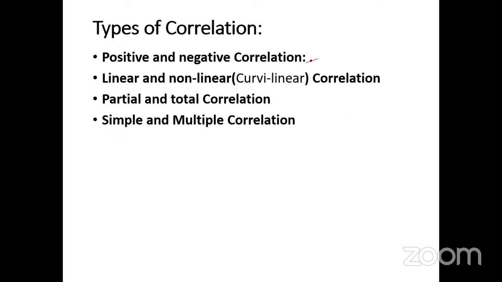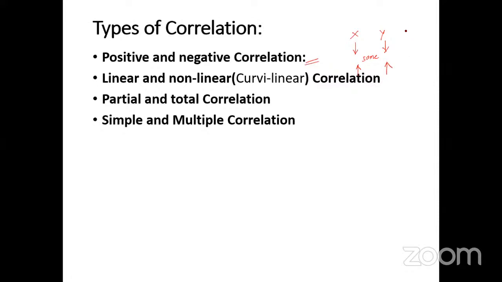When you're talking about positive and negative correlation, let us consider you have the variables x and y. If your x is increasing and at the same time your y is also increasing, it means the direction of change of x and y is the same. It is moving in the same direction. Then it's called positive correlation.